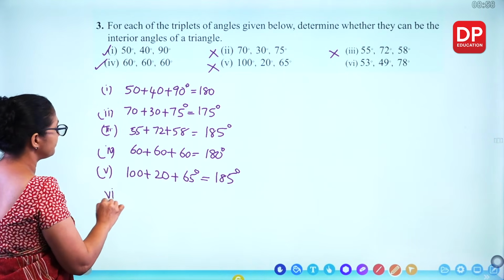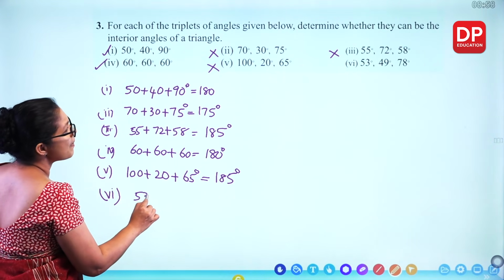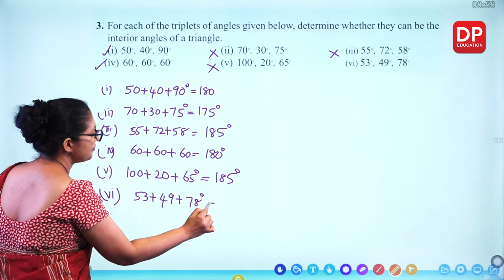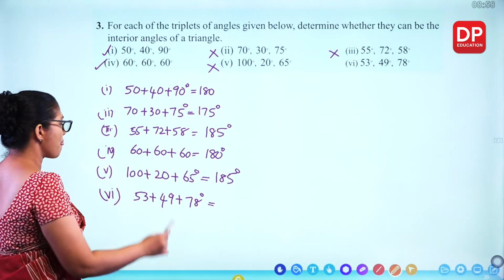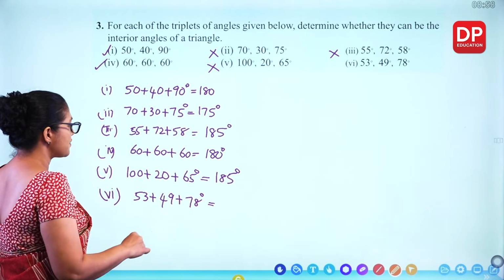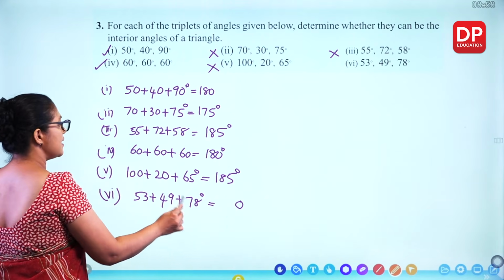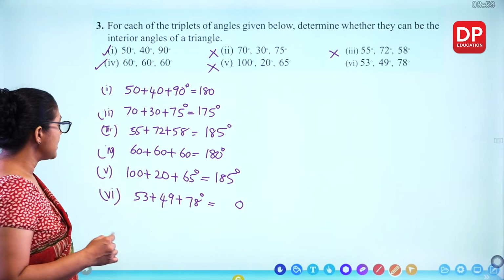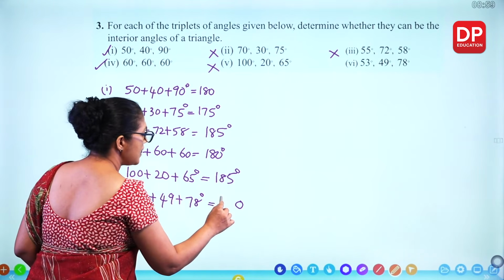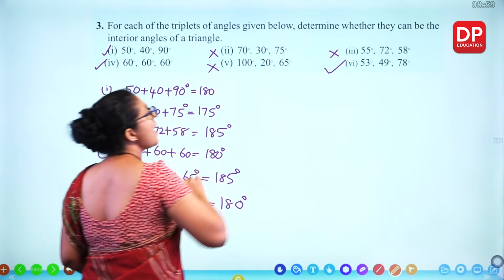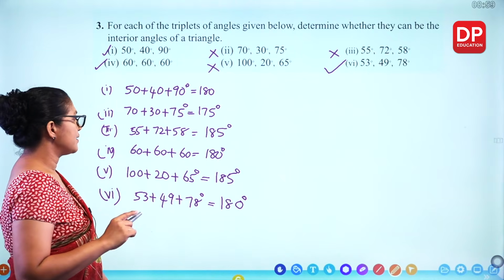Sixth one, 53 plus 49 plus 78. What's the sum? 9 plus 8, 17. 17 plus 3, 20. 2 remaining. 9 plus 4, 13. 13 plus 5, 18. So you get 180. That means you can make a triangle.